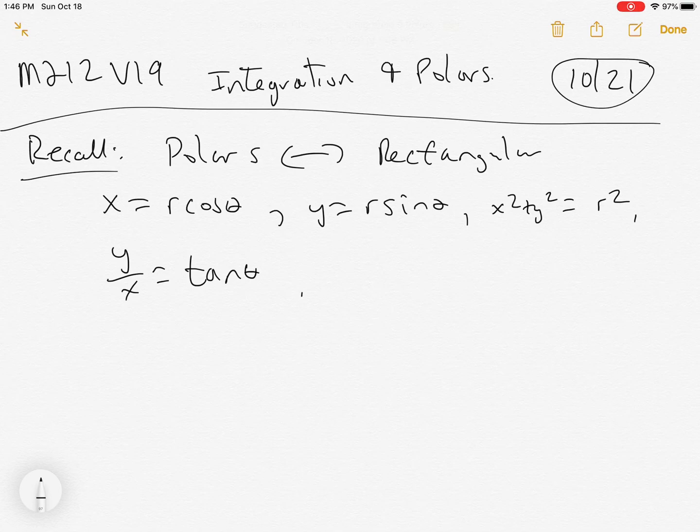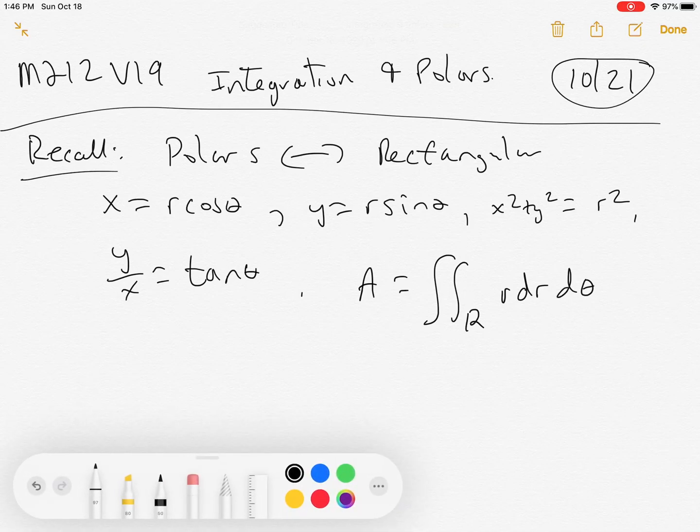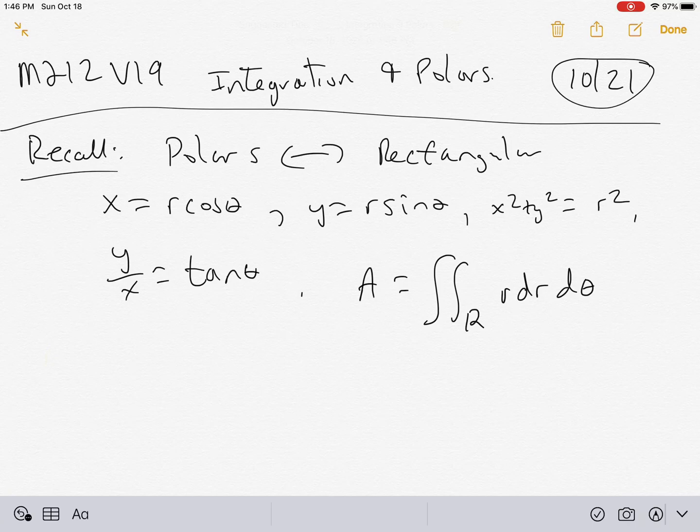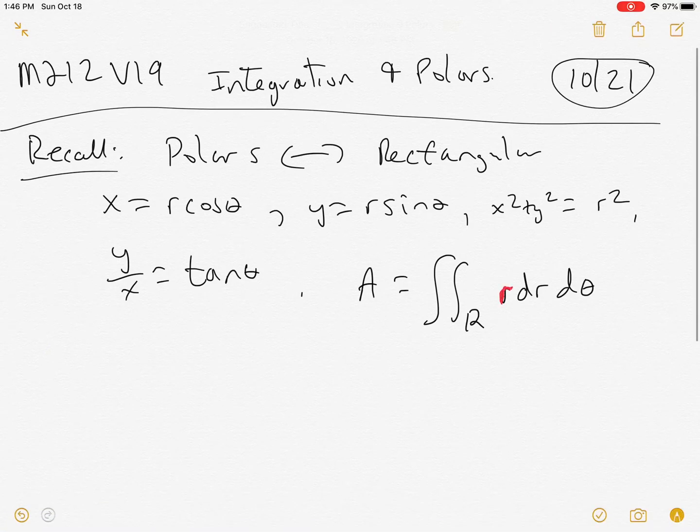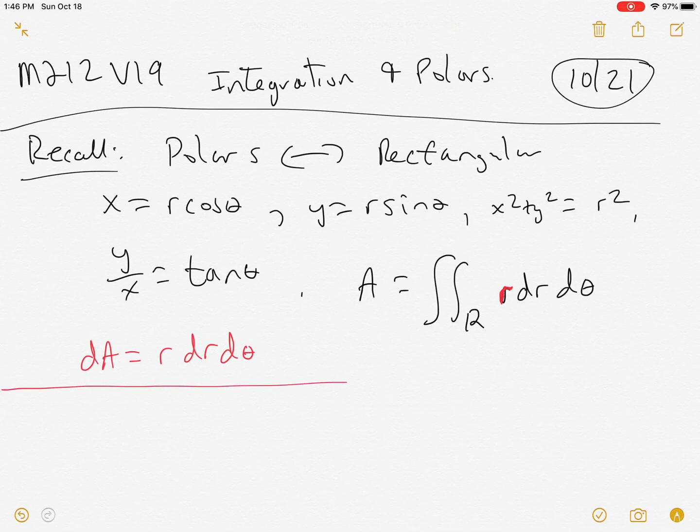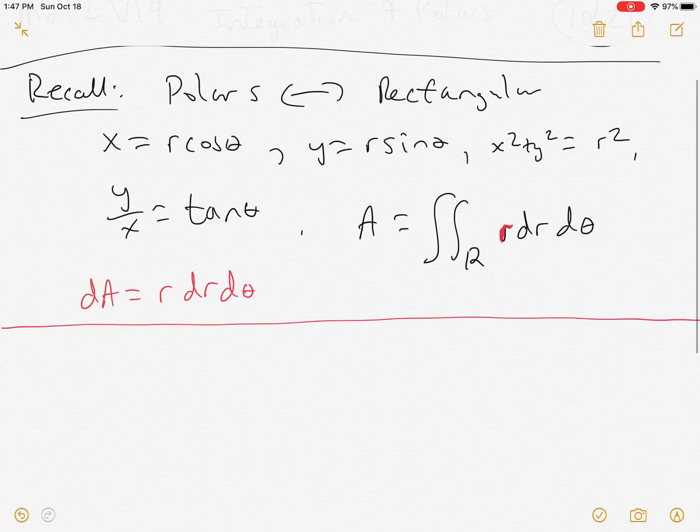Okay, and then we also said that area in polars had this r that we picked up, this little r here, so that the area differential in polars is r dr d theta. And then we did a couple of examples on how to integrate and also how to change from rectangular to polar and back and forth like that. And so now what we want to do is get into integration and how to do this in 3-space.